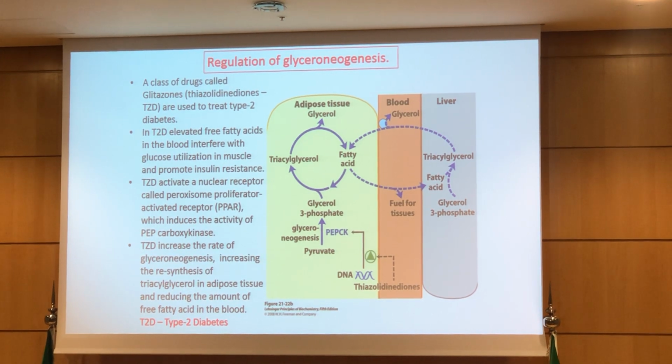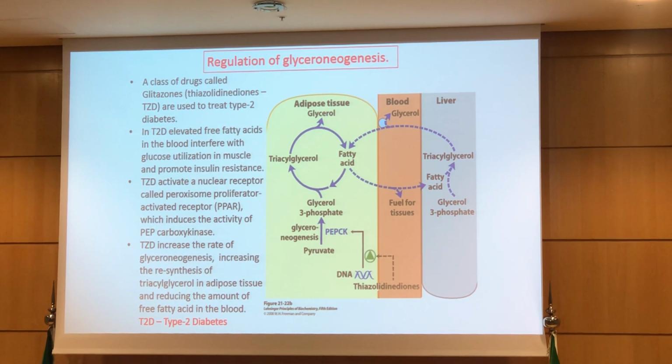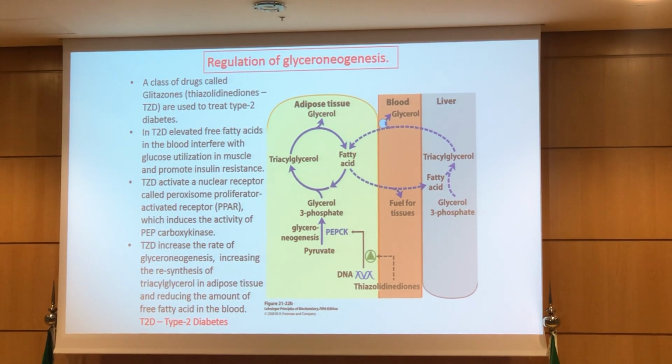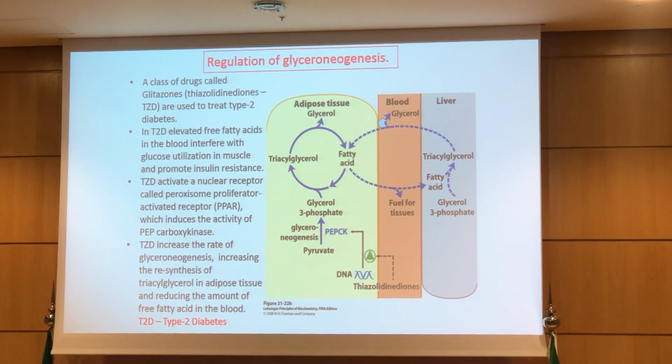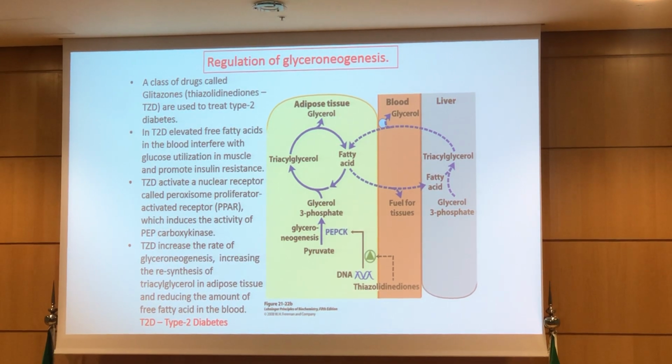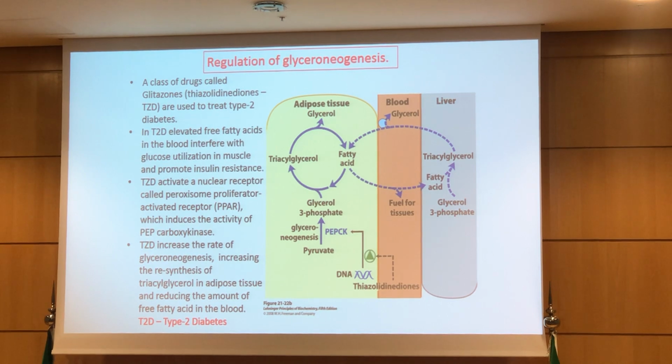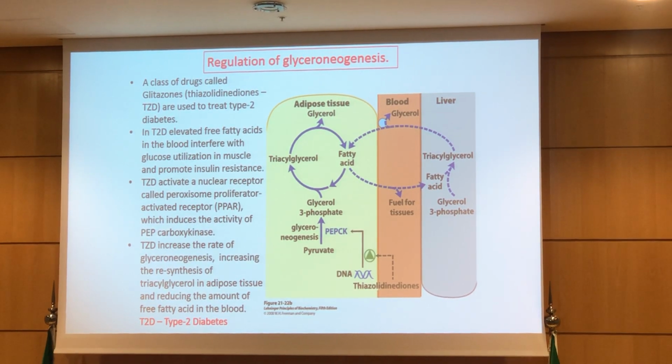That means you tie up the triglycerides, and you remove the fatty acids away from the signaling pathway, and now the insulin can work a little bit better. Okay? And that's what this is saying. All right? So by activating PEP carboxykinase using glitazones, we actually make insulin less resistant. You follow the logic here? Okay? Good.